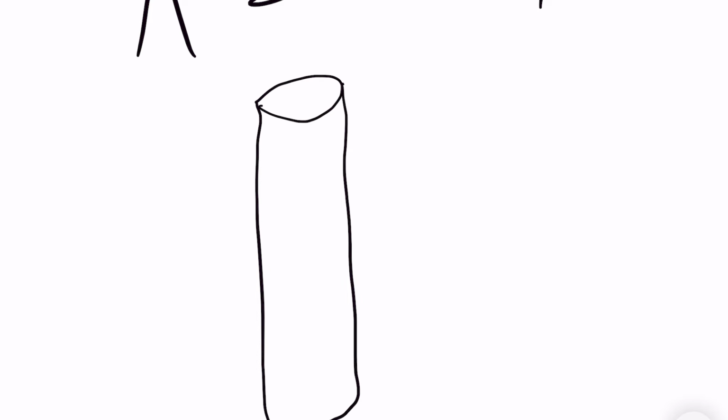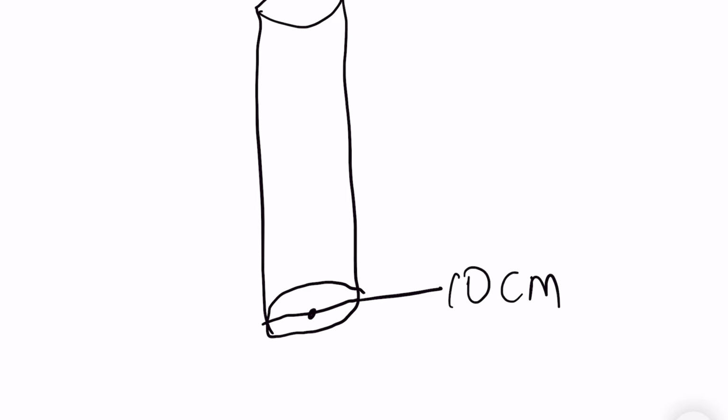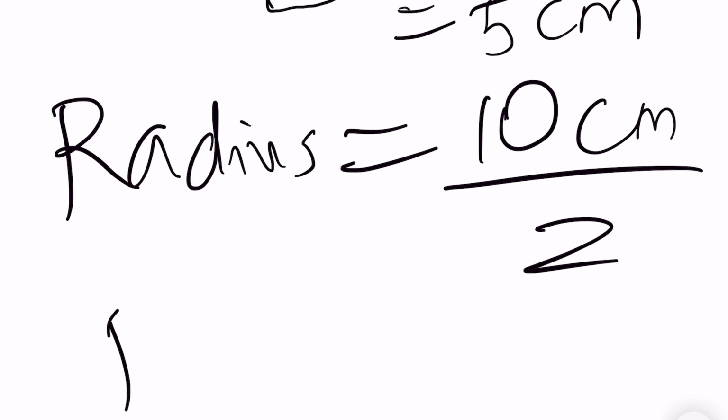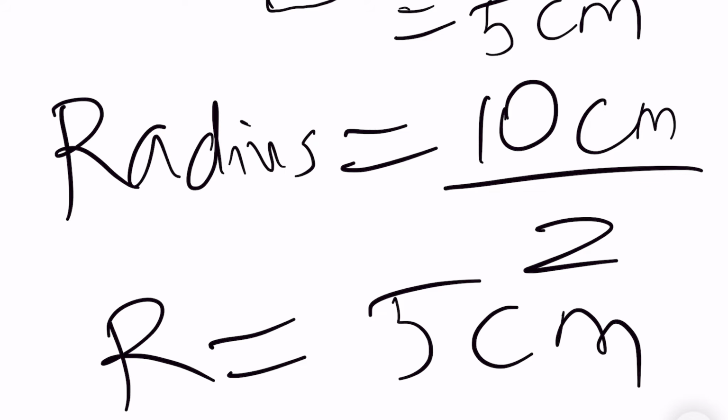Now, for a cylindrical pipe that is open at both ends, where we have the external diameter to be 10 centimeters, the radius will be the diameter divided by 2. So our radius is 10 centimeters over 2. Our R is 5 centimeters.